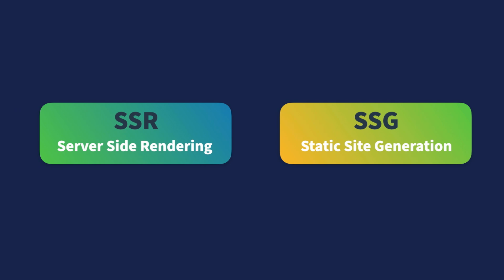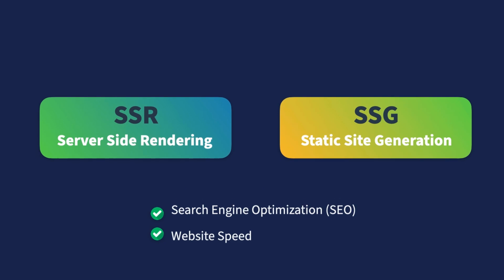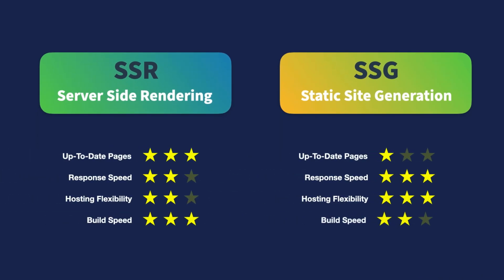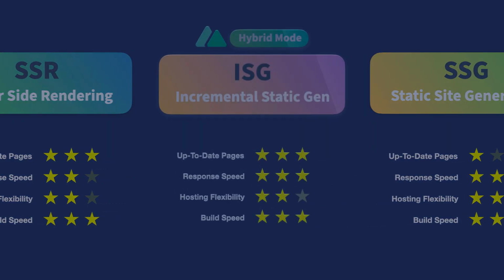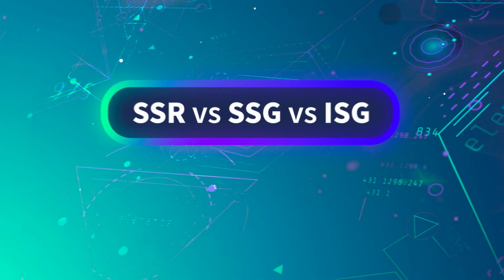Aside from a basic single-page app setup, there are two other popular approaches to start a modern web project. They provide benefits such as search engine optimization and website speed. In this video, we'll go through server-side rendering and static-site generation with their pros and cons, and a hybrid mode that is a mix of the two called Incremental Static Generation or Regeneration, depending on which framework you're using.